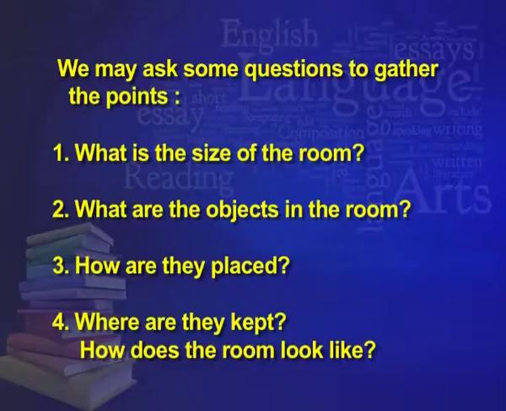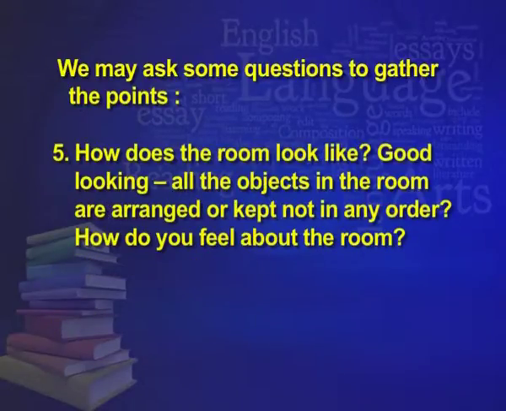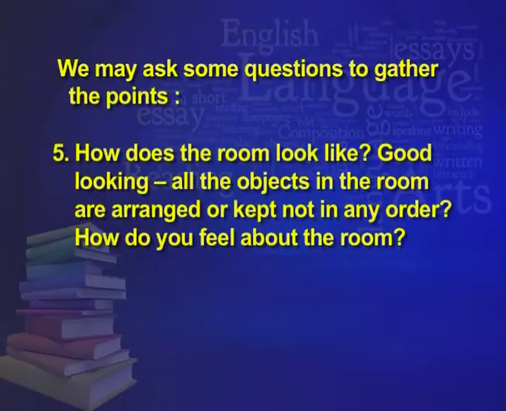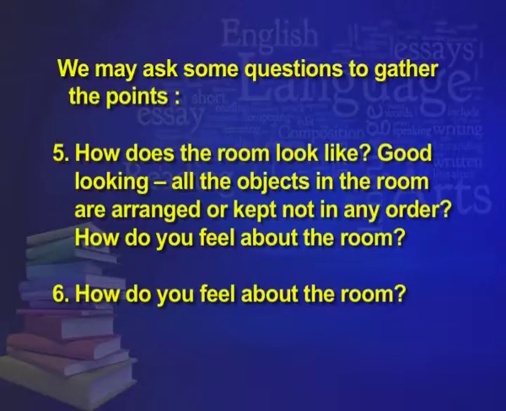Then you move a bit further, see how the room looks. It is beautifully arranged, it is good looking, or it is unkempt, it is not in order. All those points also you can jot down. This is how you brainstorm yourself to gather the ideas and jot down the points. Now, I have collected the points and listed them, and you can also add some other points to your list. Your feeling of the room you can add.